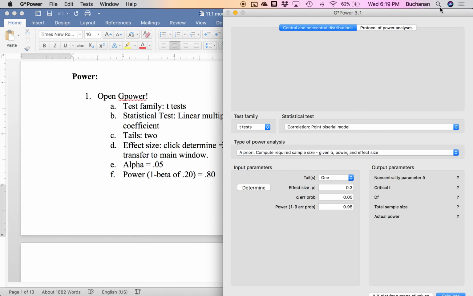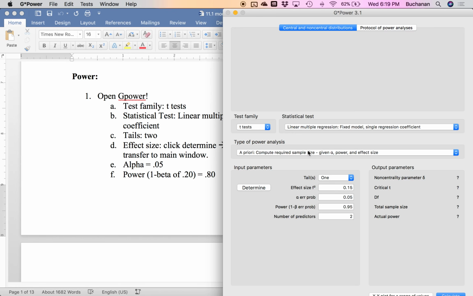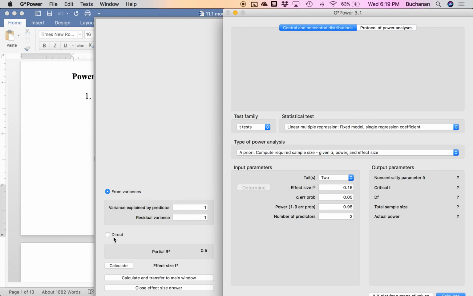And there's a couple of ways that we can do this, but if you're testing an interaction, you're really interested in is the interaction significant, otherwise why are you testing it, right? So we want t-test. And then we're going to do linear multiple regression, single regression coefficient, because we're interested in the interaction's partial R squared, basically. We're going to use two tails, click determine, and we're going to use partial R squared.